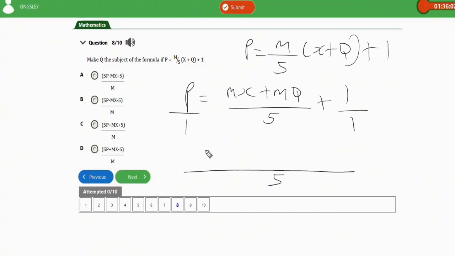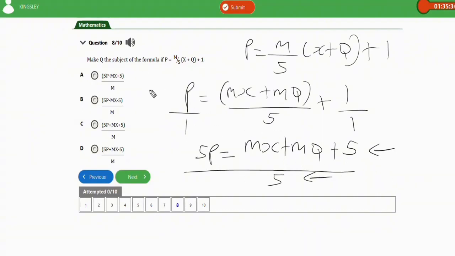So the LCM of 1 and 5 is 5. 5 times P, we have 5P equals 5 into 5, 1 times everything here gives us mx plus mq plus, now 1 into 5 times 1 is 5. So at this juncture, this LCM is no longer useful, so it has served its purpose. So you're now dealing with what we have at the numerator.